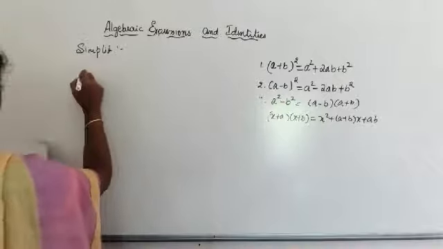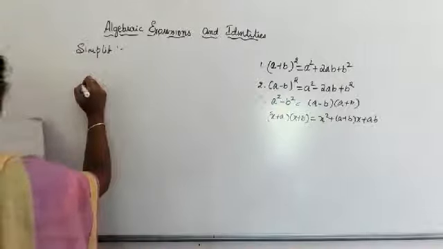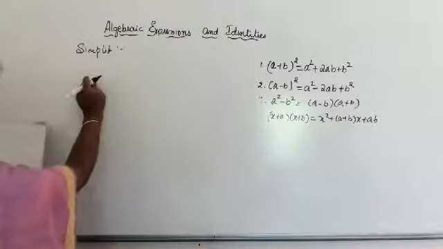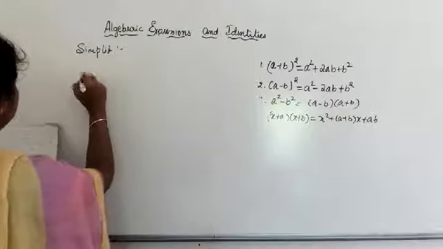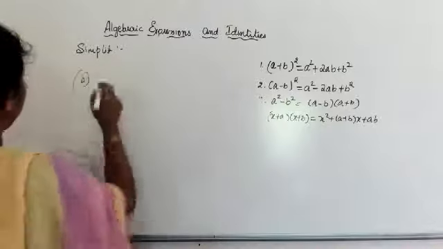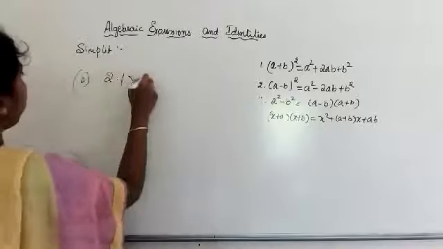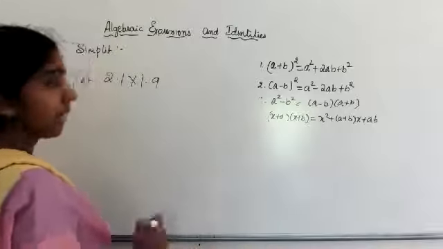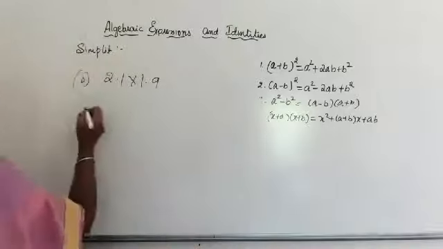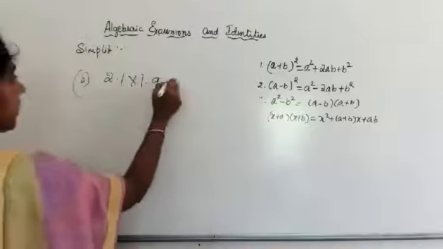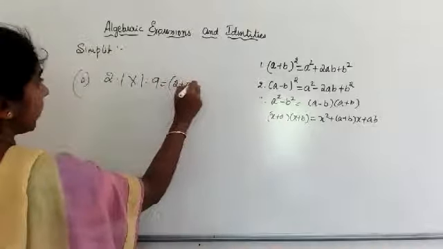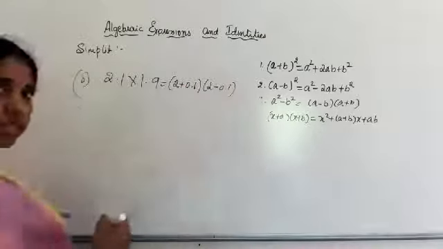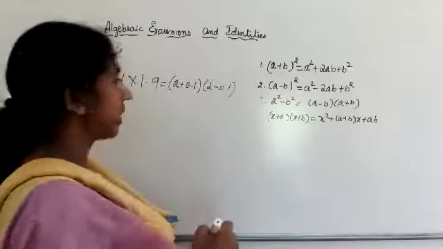Next one is question number B. 2.1 into 1.9. How to do it? This can be written as 2 plus 0.1 and 2 minus 0.1, right?